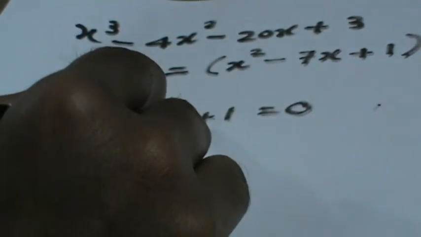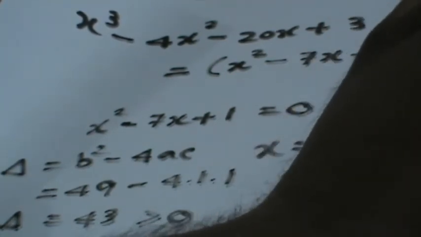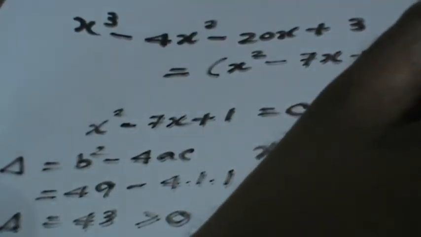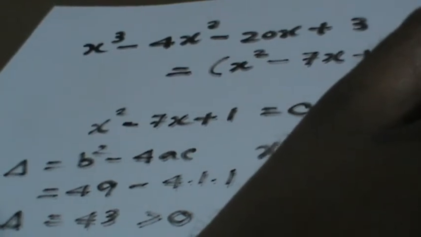The second way of solving this is through completing the square, but that takes some time. However, you can also use the formula to solve this. So x is equal to 7 plus or minus the square root of 49 minus 4, divided by 2. So 49 minus 4 is equal to 43. So that will be root 43. So x is equal to 7 plus or minus root 43, all over 2.